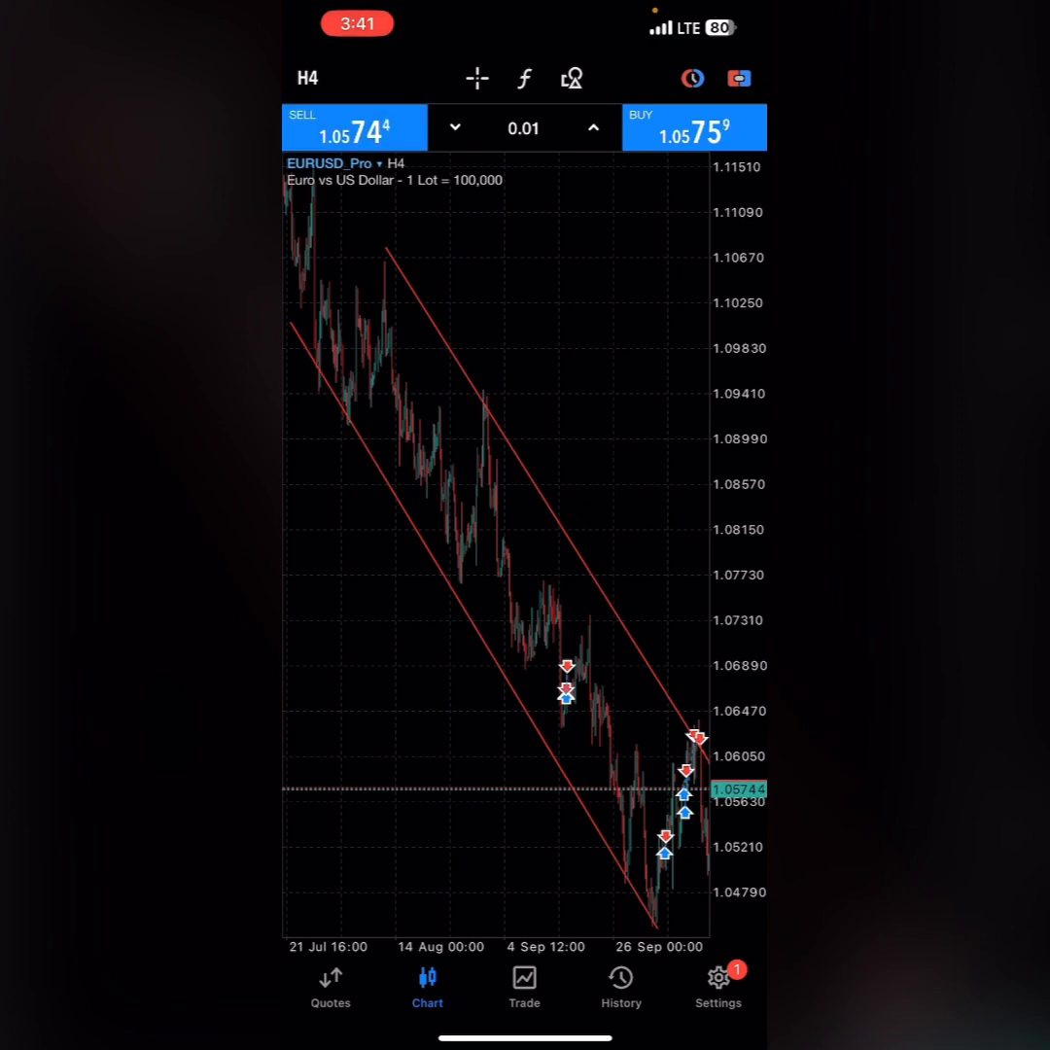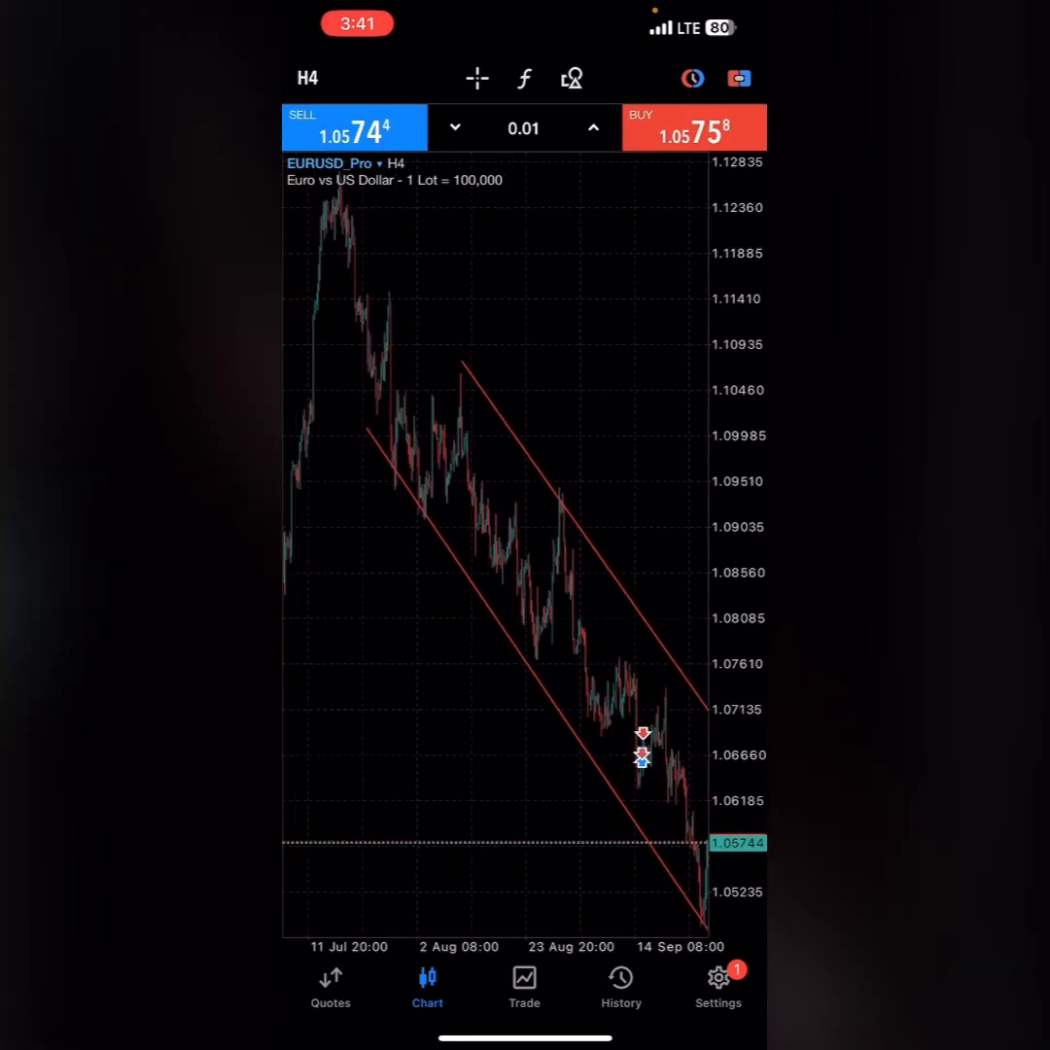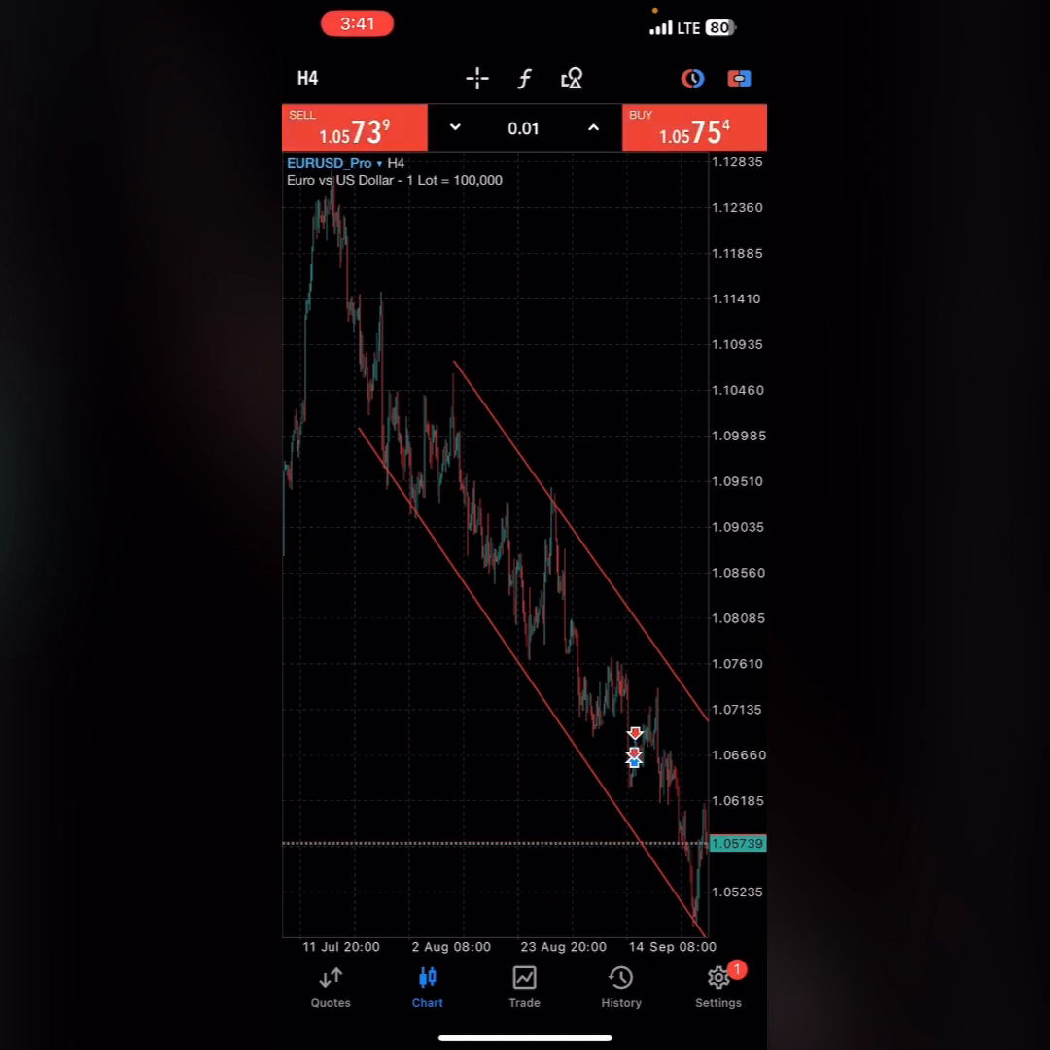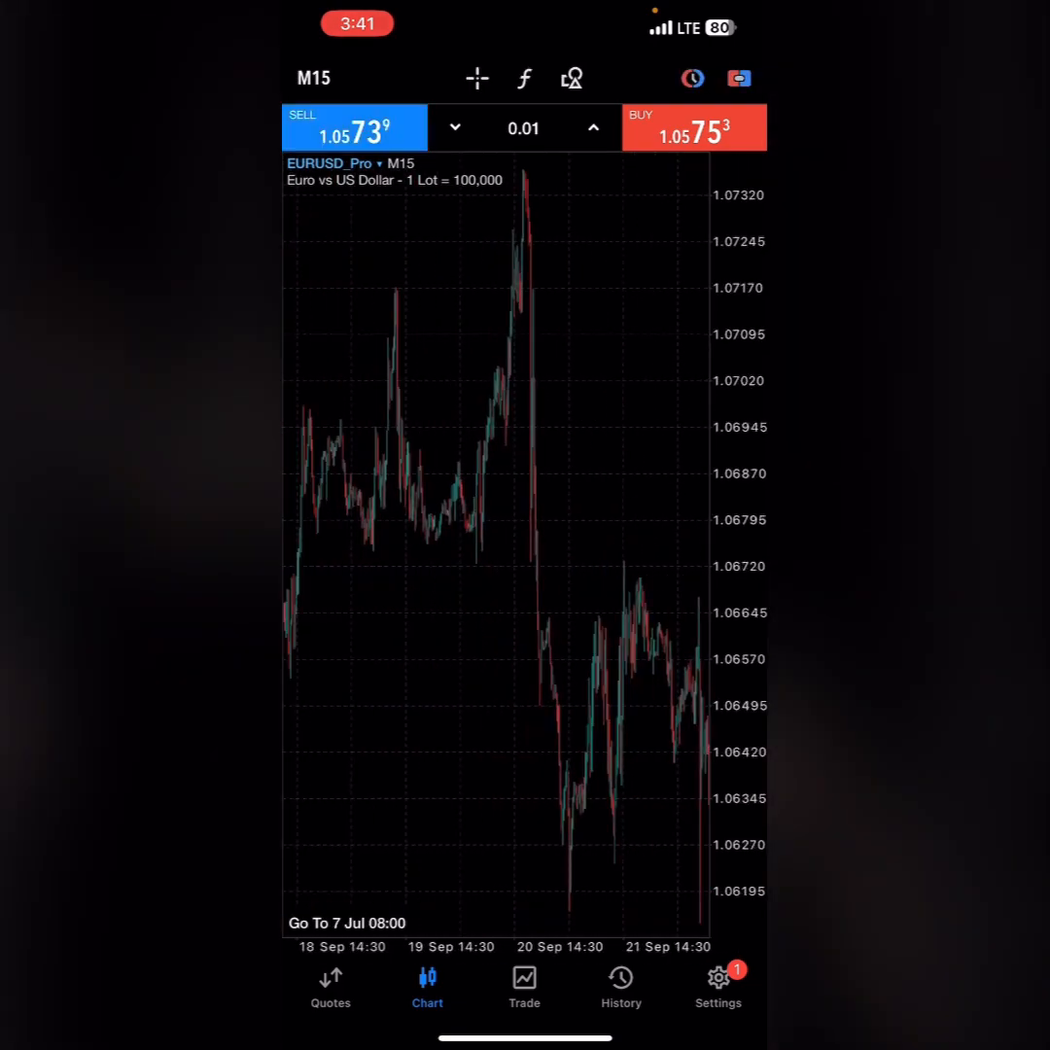Then what we now need to do is move on to the 15 minutes. From here we know it's a downtrend, right? We check this so that we are only entering bearish signals. We're not going to enter any trade if it doesn't give us a bearish signal. You understand? So let's go to the 15 minutes. Let me show you what I'm saying.